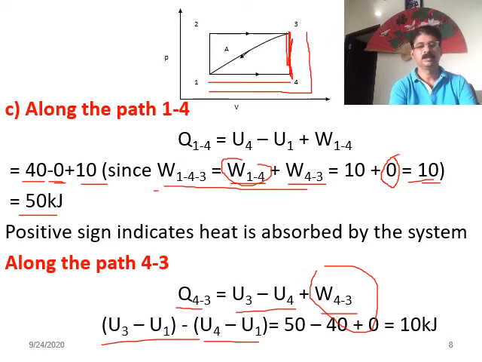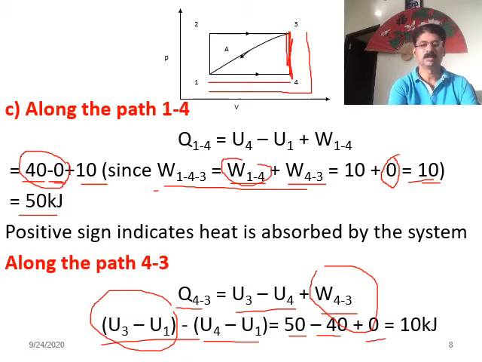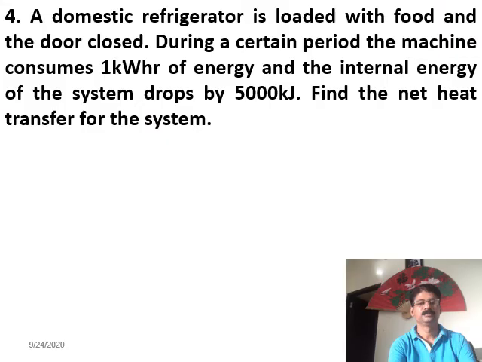But you are rewriting that as U3 minus U1 minus of U4 minus U1. So U3 minus U1 you calculated in the previous slide as 50, and U4 minus U1 is here. Okay, so that is 40 minus 0, so that is 40. And W43 is 0 since it is a constant volume process, so you will get the answer as 10 kilojoules. Okay, now let us move on to the next problem.